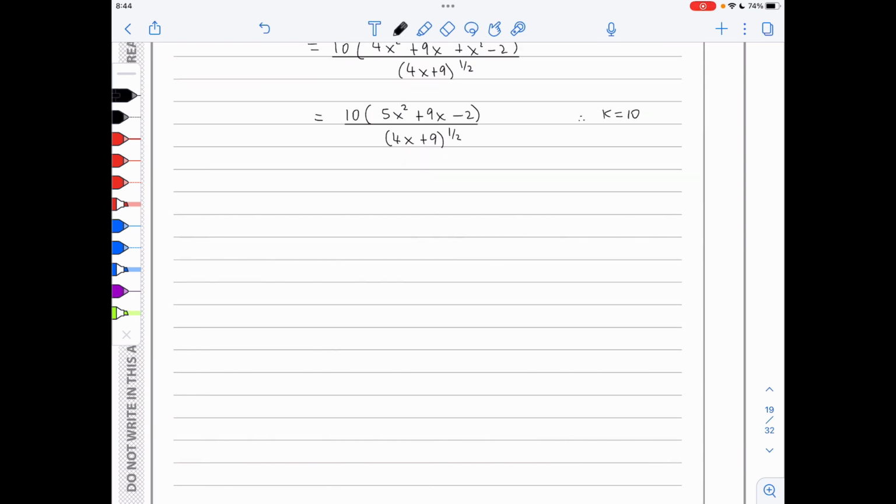In B, we need to solve f dash of x is 0, and since we've put f dash of x in this form, we can easily see that it's going to be 0 when 5x squared plus 9x minus 2 is 0. This factorizes into (5x minus 1)(x plus 2), and therefore we have that 5x minus 1 is 0 or x plus 2 is 0, which leads to x values of a fifth or negative 2.